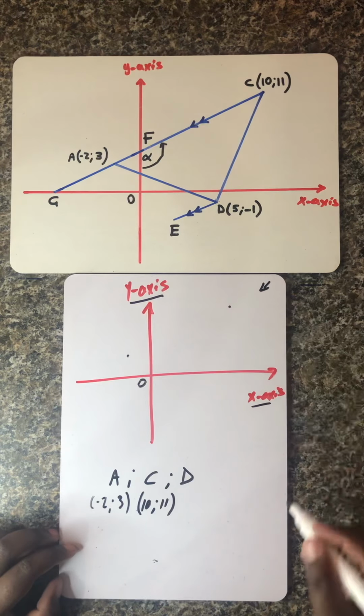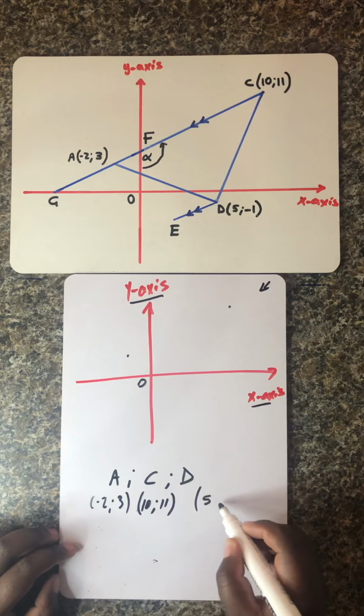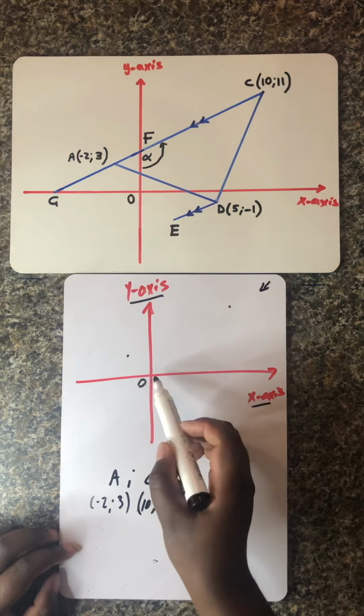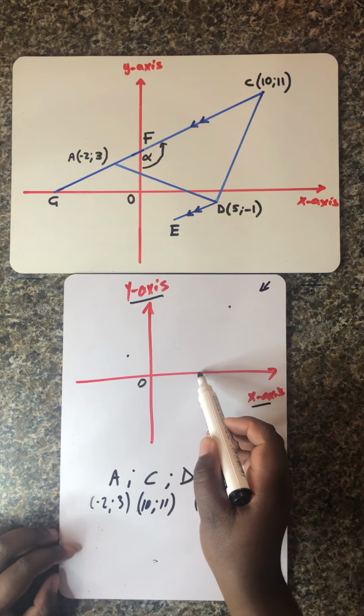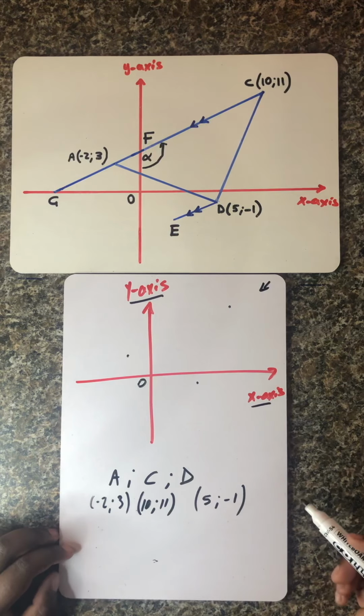Very much important, ladies and gentlemen. D, that's where x is 5 and y is -1. So you move 5 to the right and then you go down by just 1.